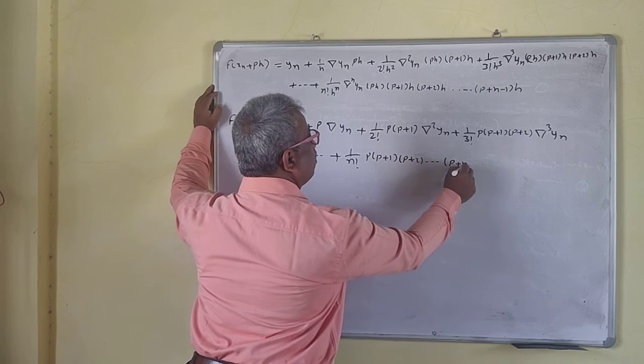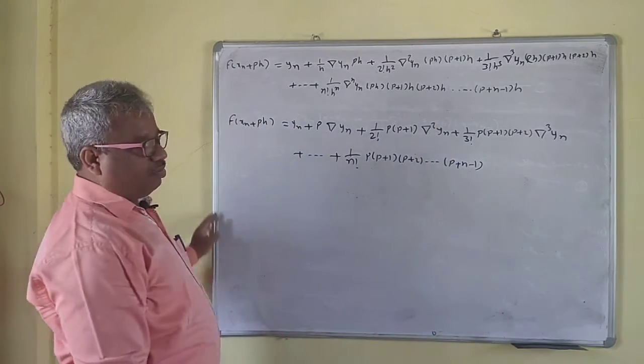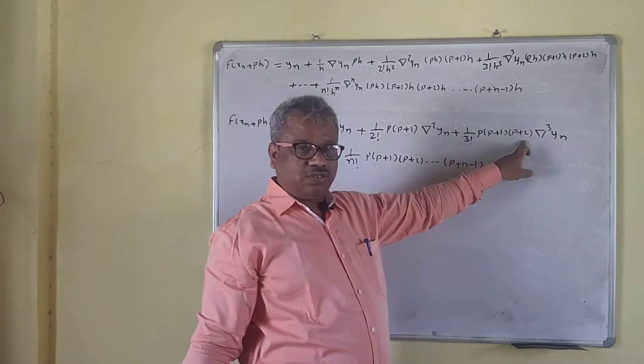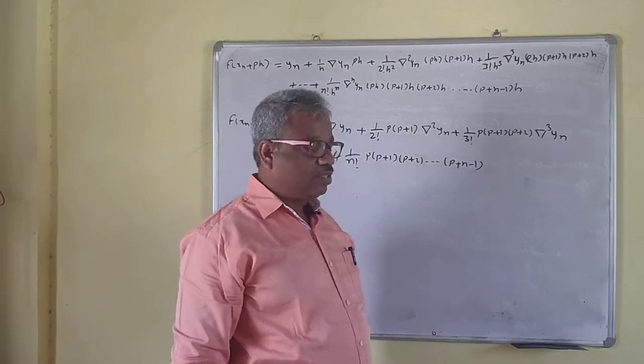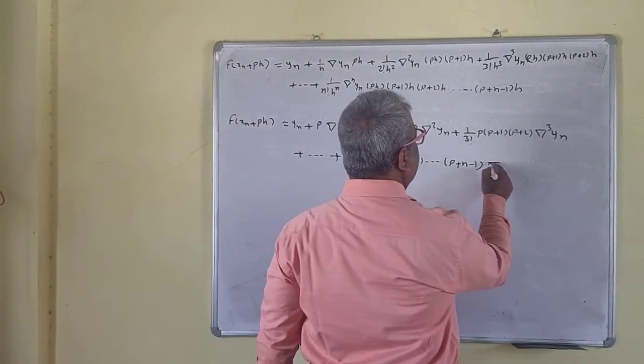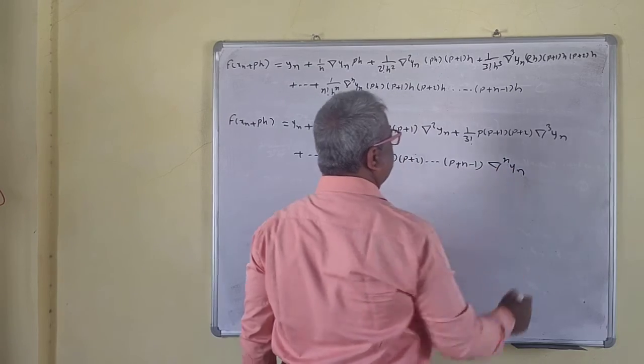The last term will be p plus n minus 1, because if this is 3, then this is 2 here. So this is n minus 1. Okay, so this is nth backward at yn.